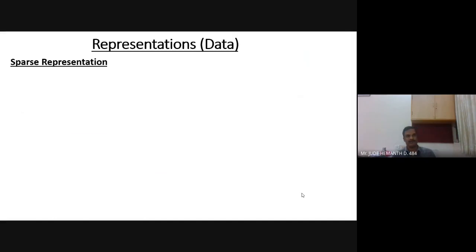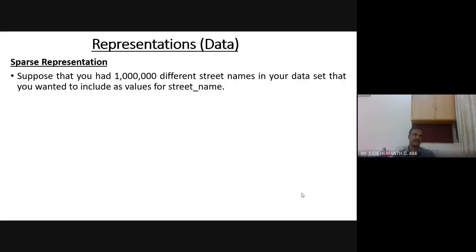Now, one problem you can face in one-hot encoding is, suppose you have 1 lakh different street names. What will be the size of your vector? Anyway, it is going to have only one, and everything else is going to be 0. Then your programming or coding will become too complex.